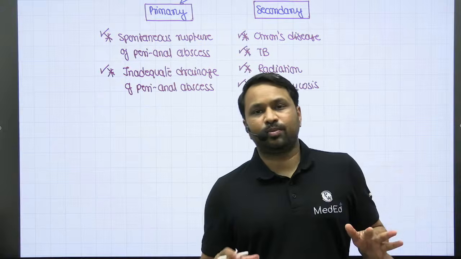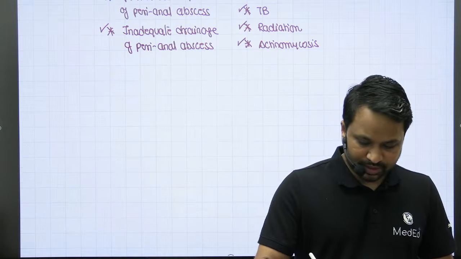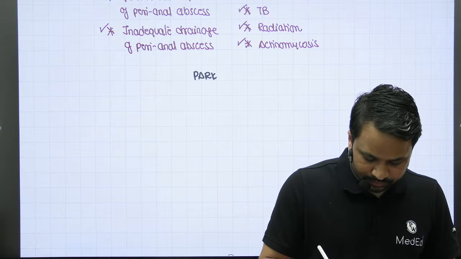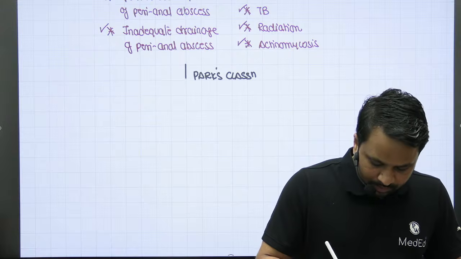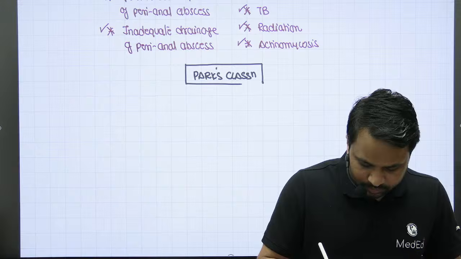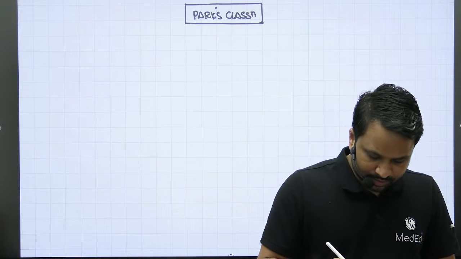Now, based upon where the opening starts and where it ends, we have a classification for the fistula in ano, and that is what we call the Parkes classification. Now, according to the Parkes classification, let's understand this.